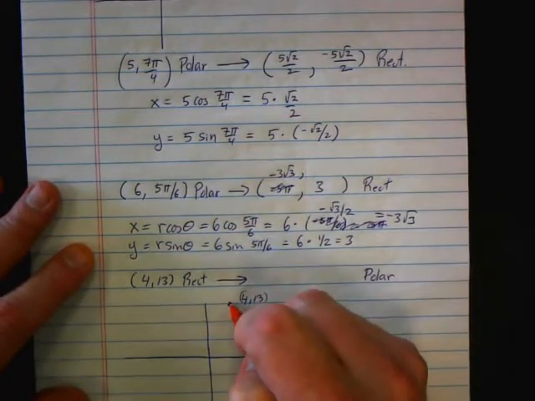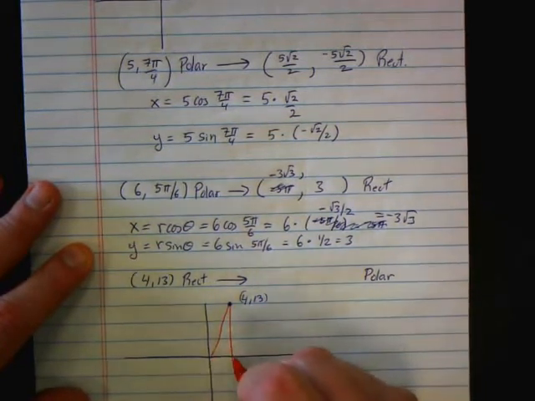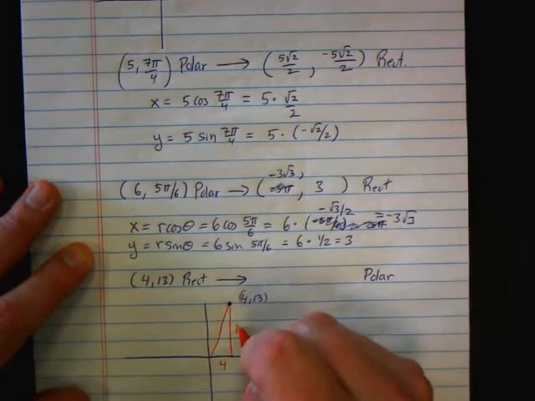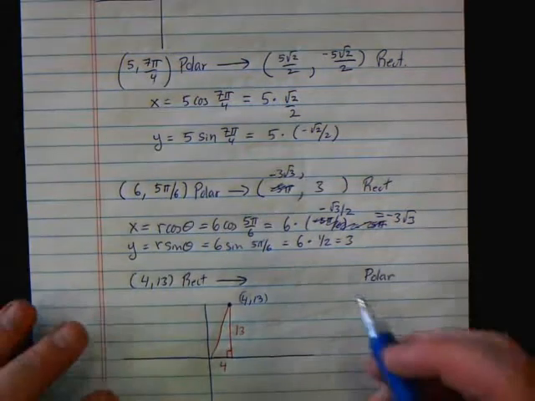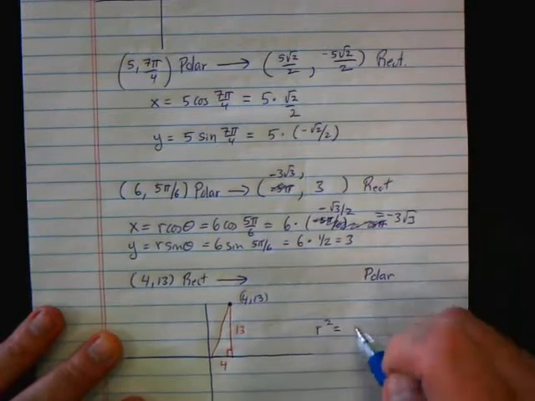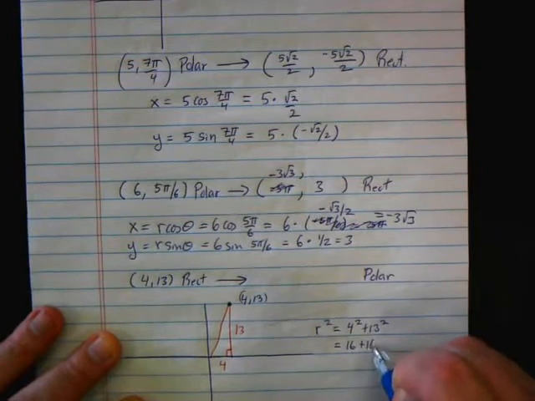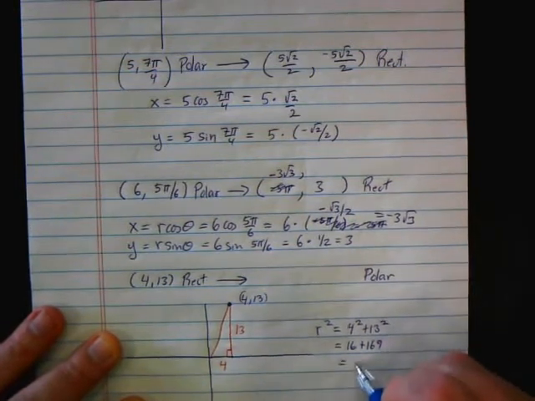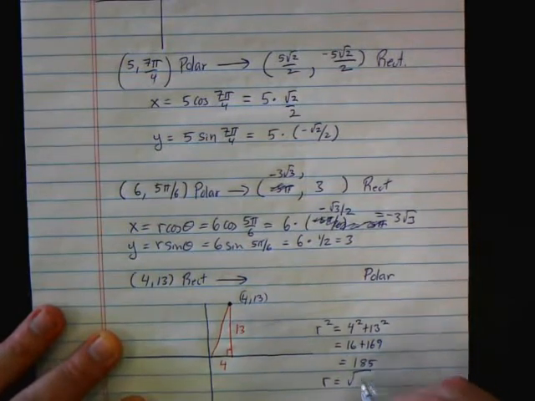What I'm going to do is draw myself a right triangle. So this distance is 4. This distance is 13. From that picture, how would you find r? Pythagorean theorem. You could use the Pythagorean theorem, right? R squared is 4 squared plus 13 squared. That's 16 plus 169. That's 185. So r is the square root of 185.